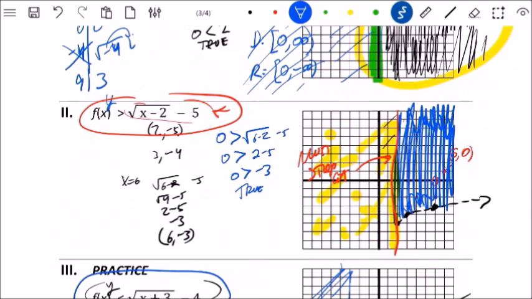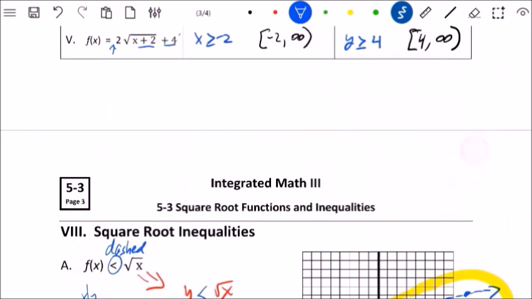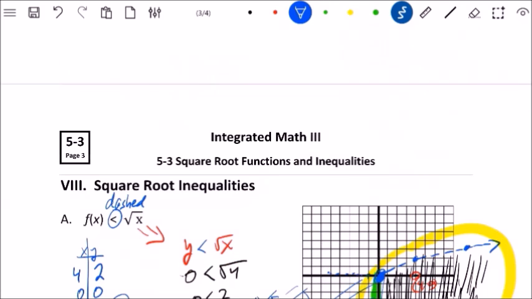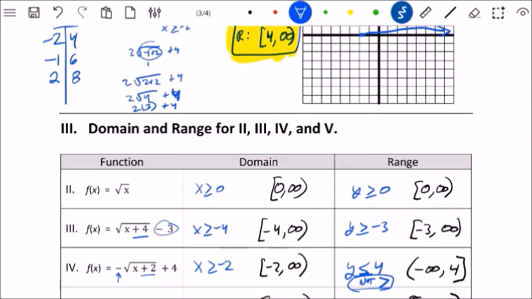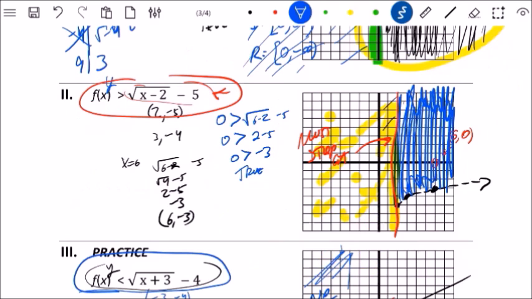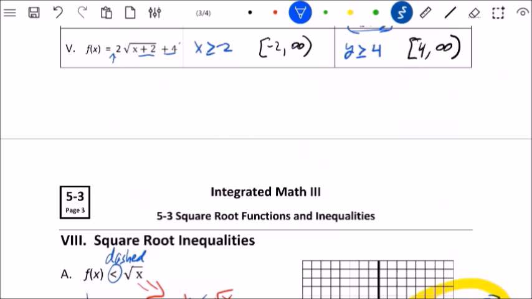Anyway, you now know quite a few things about working with inequalities, graphing them, having square root equations, then square root inequalities, and looking at what the domain and range is. And I hope this is helpful. Thank you for watching and listening.